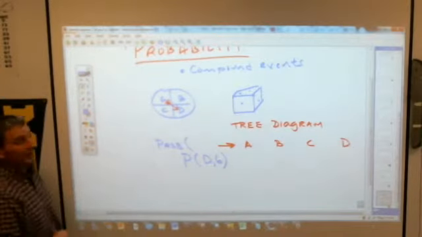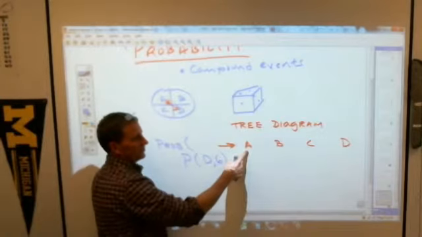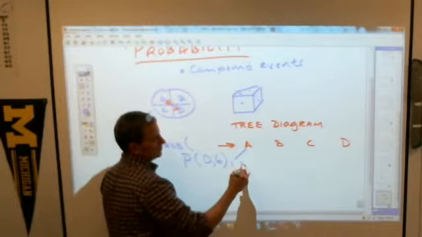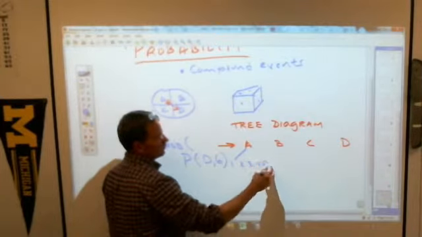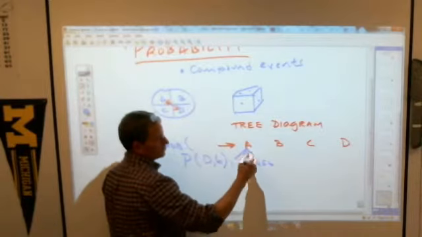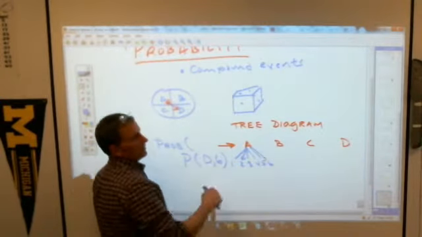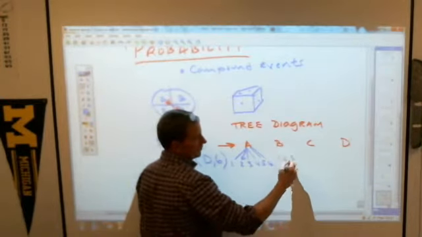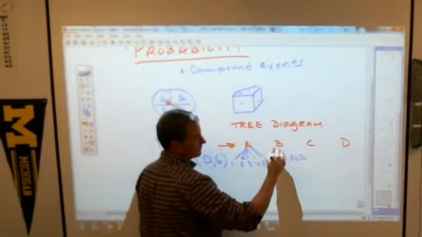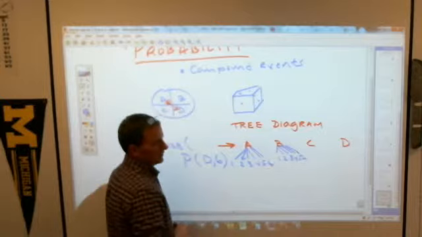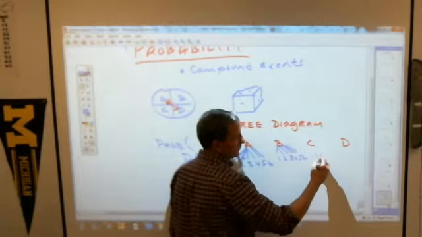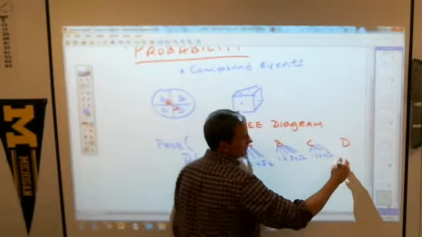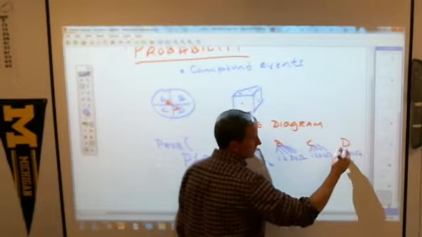Well, if I'm looking at all my combinations, if I did spin an A first and then roll the dice, what could happen? Well, I could get a 1, a 2, a 3, a 4, a 5, or a 6. If I spun a B first, after a B, I could also get a 1, a 2, a 3, a 4, a 5, or a 6. If I did a C, I could also get a 1 through 6. And if I did a D, I could get a 1 through 6.